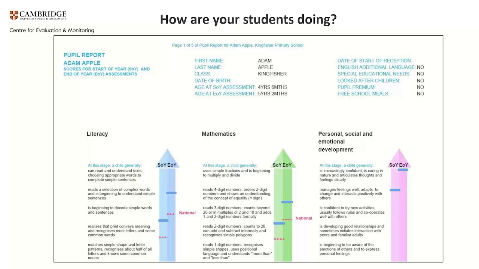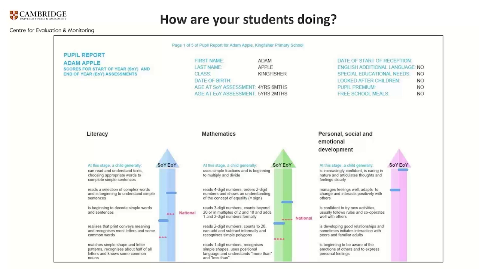So we take the baseline measure at the start of year, then we have a follow-up assessment at the end of year. And the blue bars on the arrow kind of mark that point, start of year, end of year, and you can infer from the gap how much progress has been made.